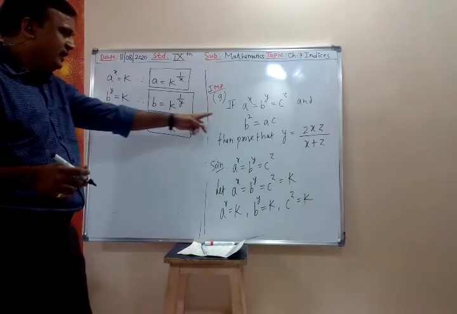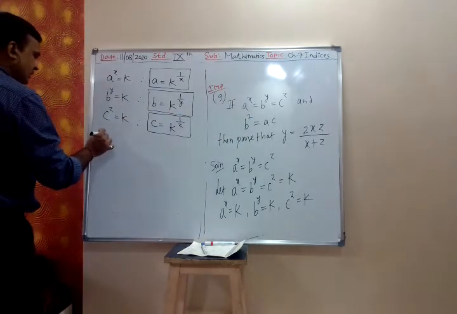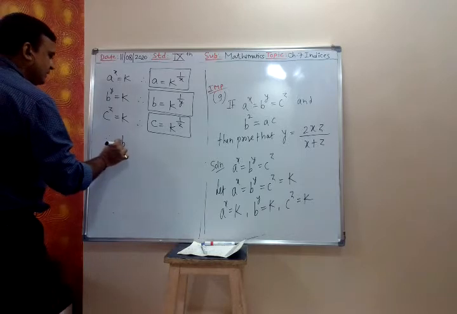Now second thing, it is given b square is ac. Now we are given b square is ac.